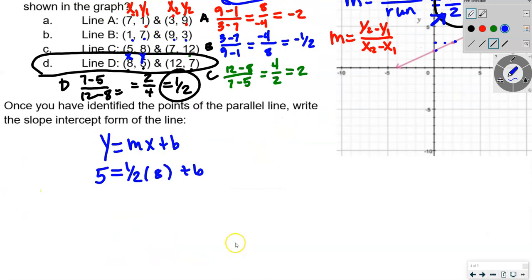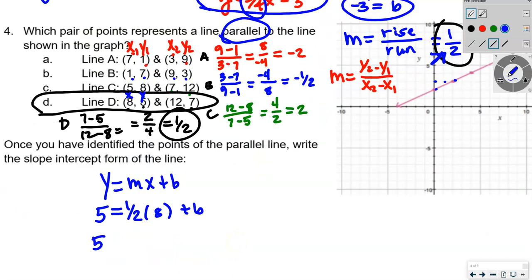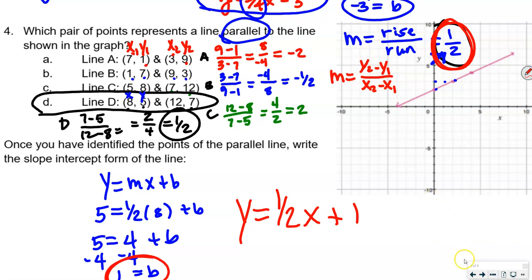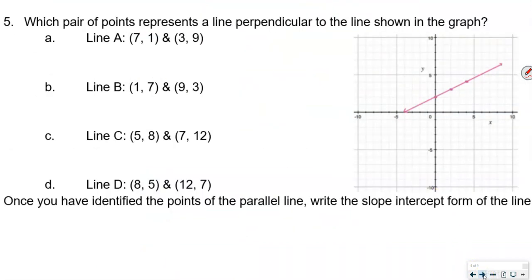Okay, so we're going to keep going with this. Let me extend the page down here a little. So 5 is equal to 4 plus b. So we're going to subtract 4 from both sides. So b is equal to 1. Now we have to substitute back in our m up here and our b right there into the equation y equals mx plus b. So y is equal to 1/2 x plus 1. Remember, an equation of a line always has y and x in it unless it is a horizontal or vertical line.